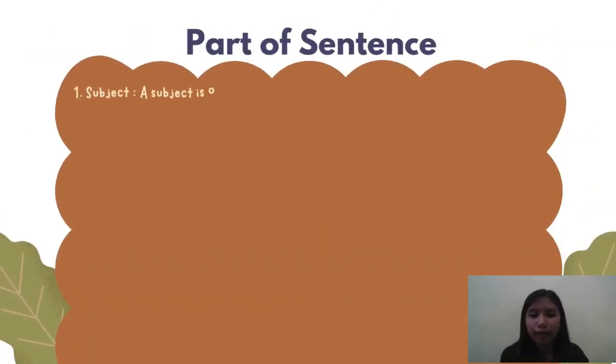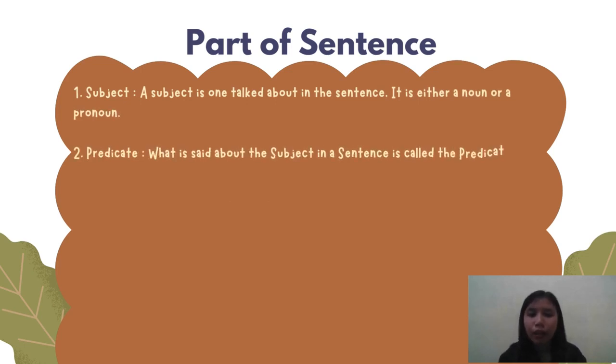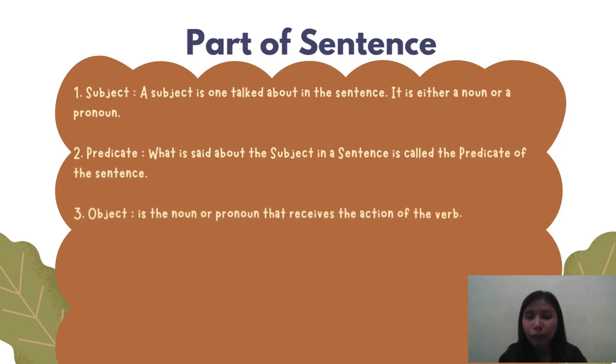Parts of a sentence. There are four parts of a sentence. The first is subject. A subject is the one talked about in a sentence. It is either a noun or a pronoun. And then the second one, there is predicate. What is said about the subject in a sentence is called the predicate of a sentence. The third one, object. Object is the noun or pronoun that receives the action of the verb.